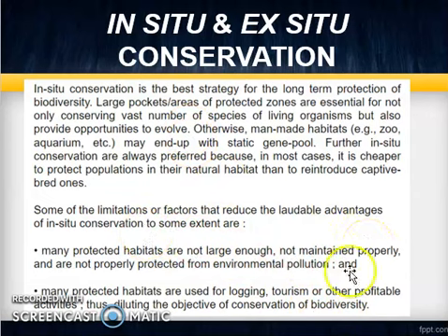Okay, now based on this slide again, it also mentions the limitations or disadvantages of using in situ conservation. The first one is that many protected habitats are now not large enough, not maintained properly, and are not properly protected from environmental pollution. The second limitation for this method is that many protected habitats are used for logging, tourism, or other profitable activities, thus diluting the objective of conservation of biodiversity.